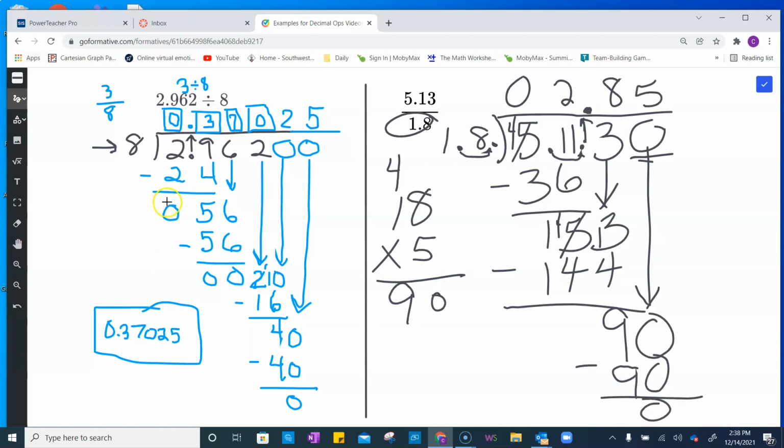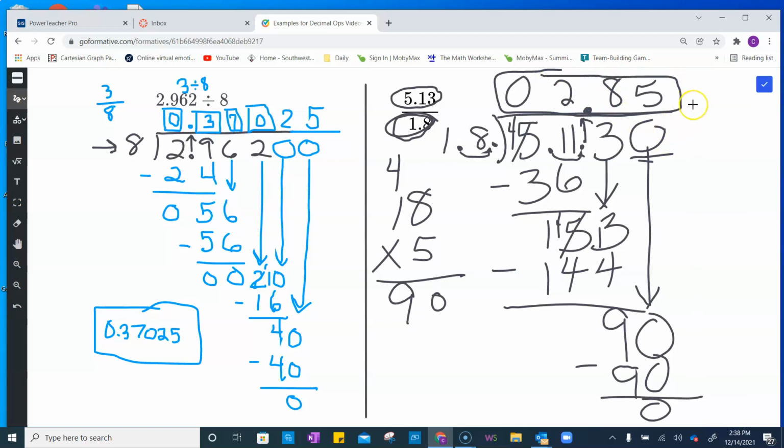So my answer to 5.13 divided by 1.8 is 2.85, which makes sense because if I do round this to 5 and round this to 2, 5 divided by 2 is 2.5. So I got it pretty close to that estimate.